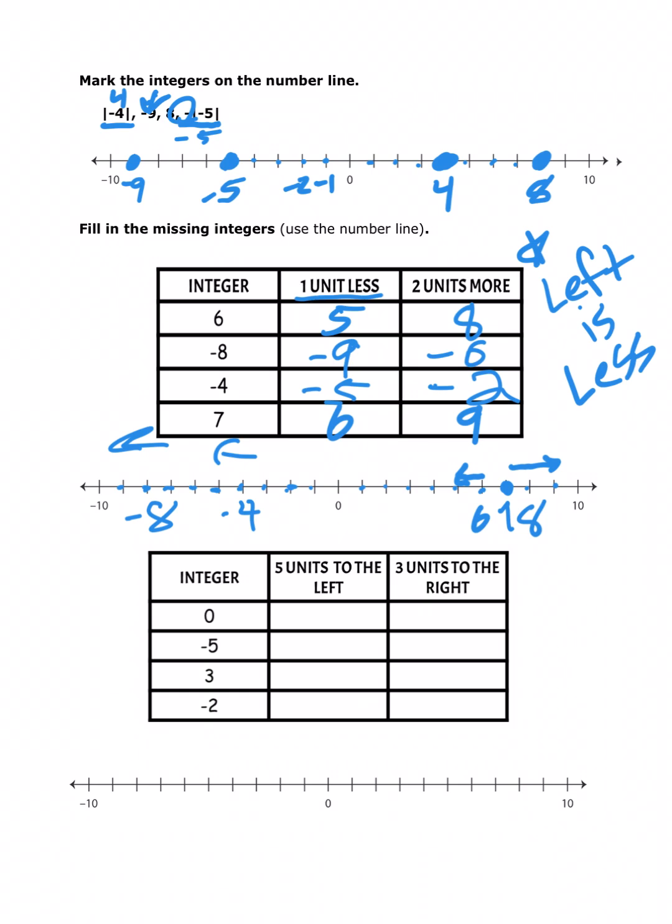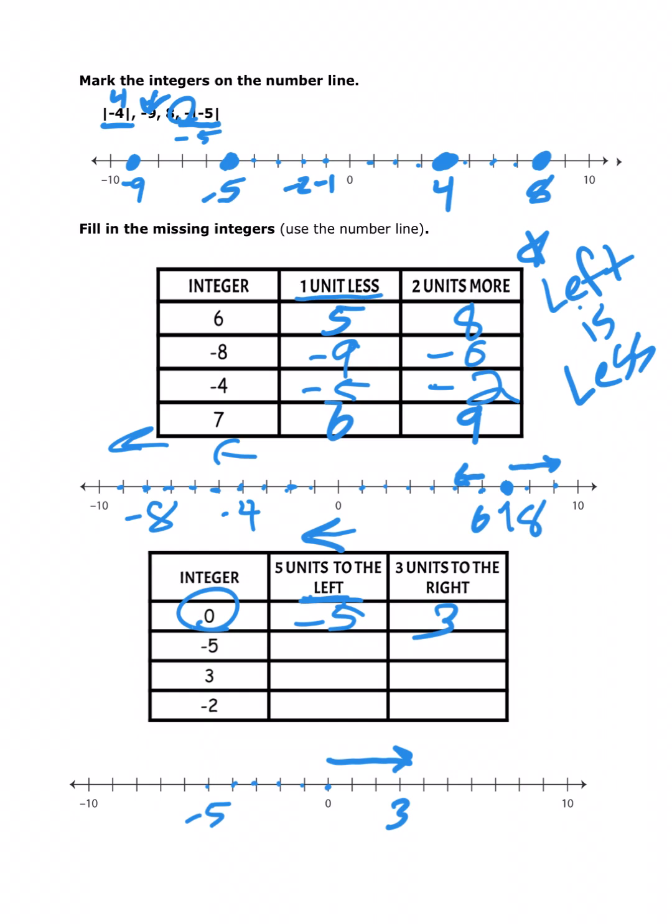This one tells me to start at my integer of 0 and go 5 units to the left. Now I'm dealing with directions. All right, so now I'm going to the left, 5 units. 1, 2, 3, 4, 5. That's going to put me at a -5. Now if I go 3 units to the right, again, I'm starting at 0. I go 1, 2, 3, and I'm going to end up at a +3.